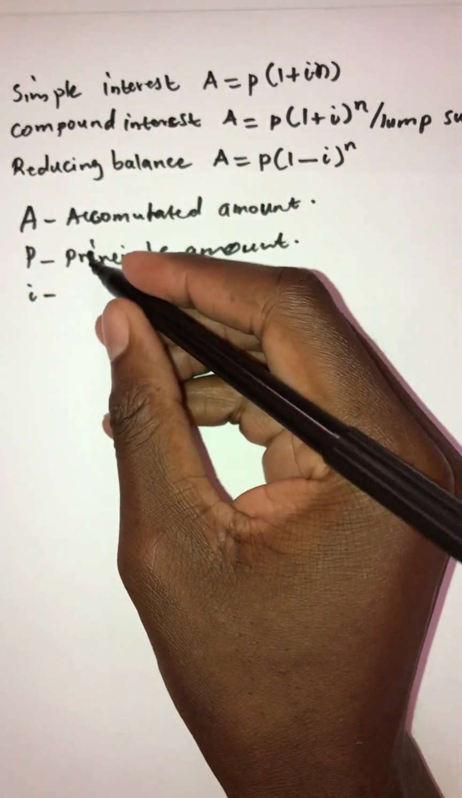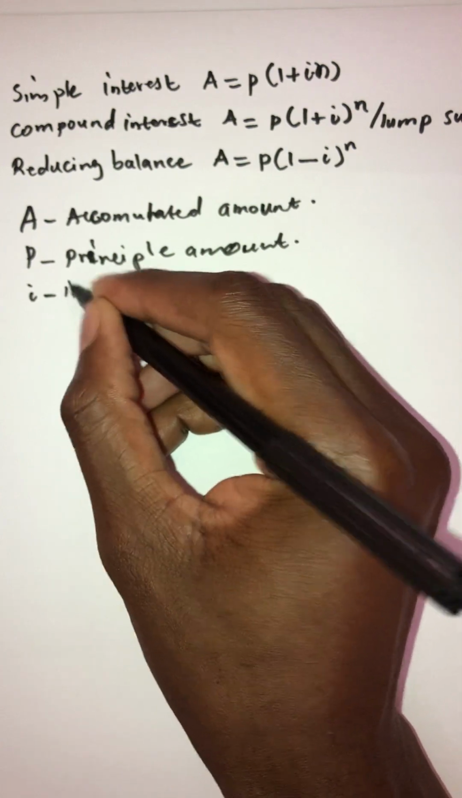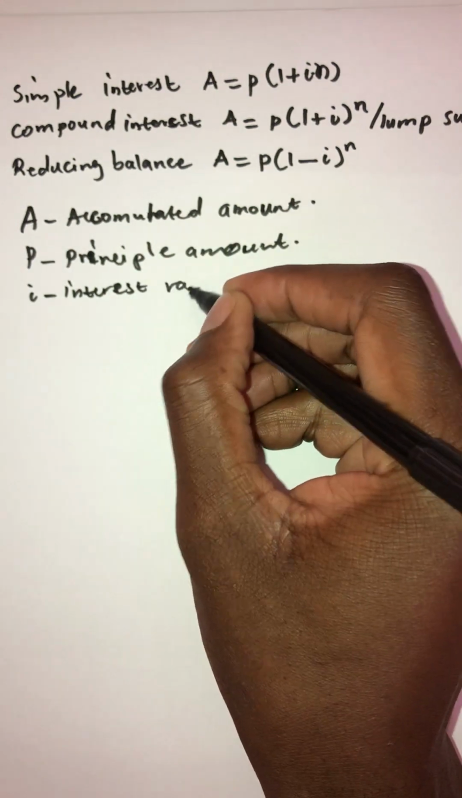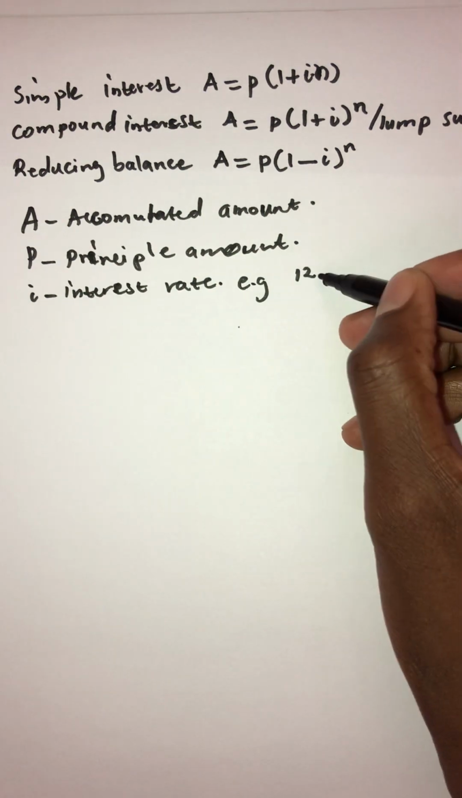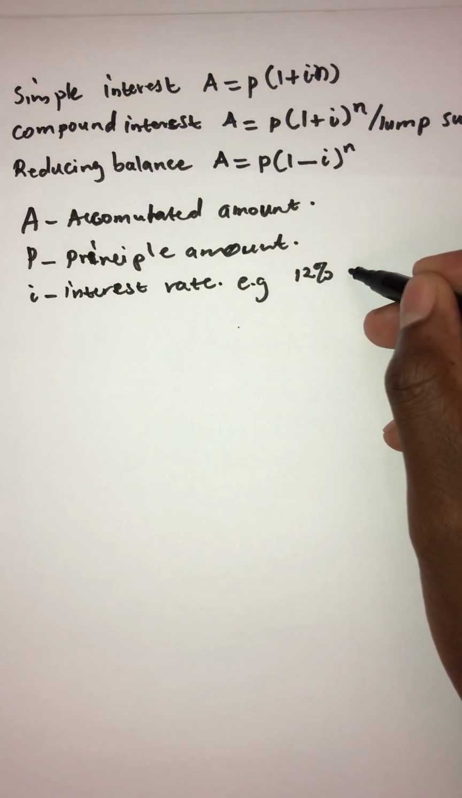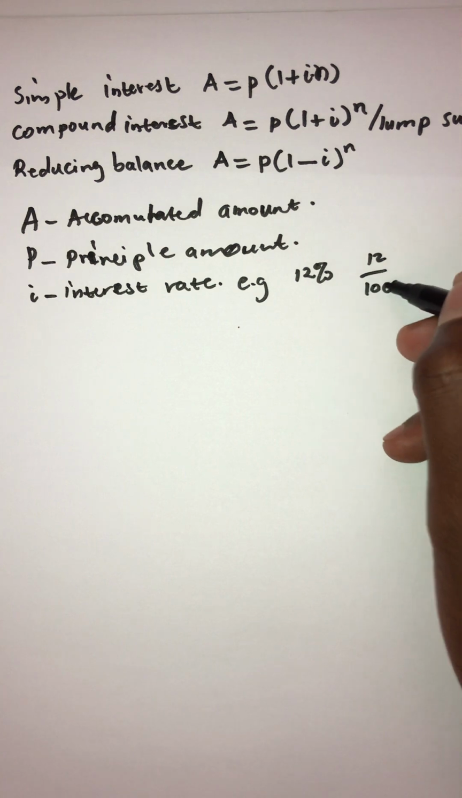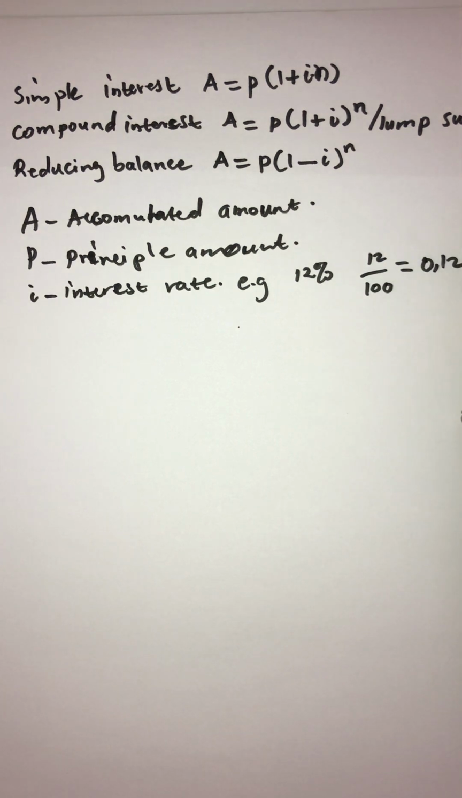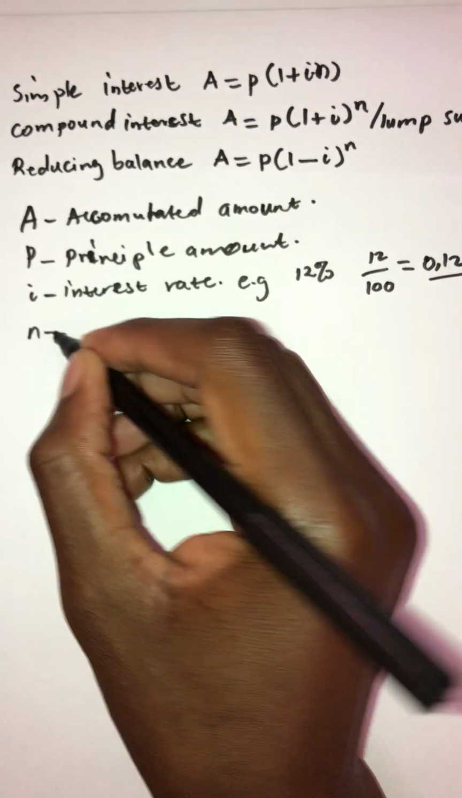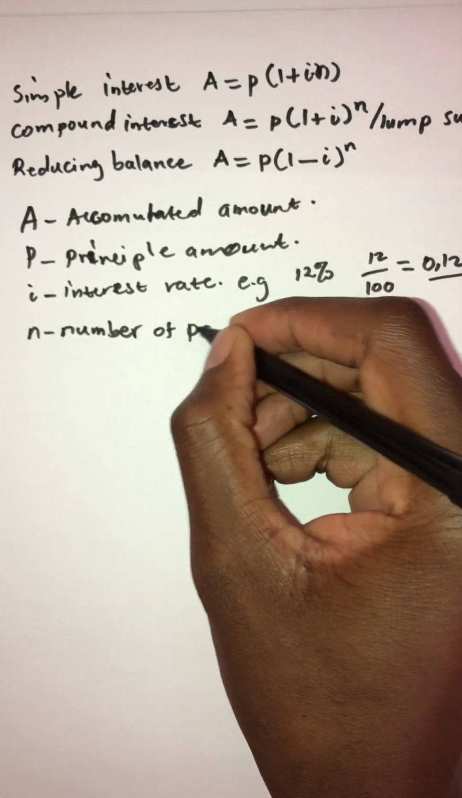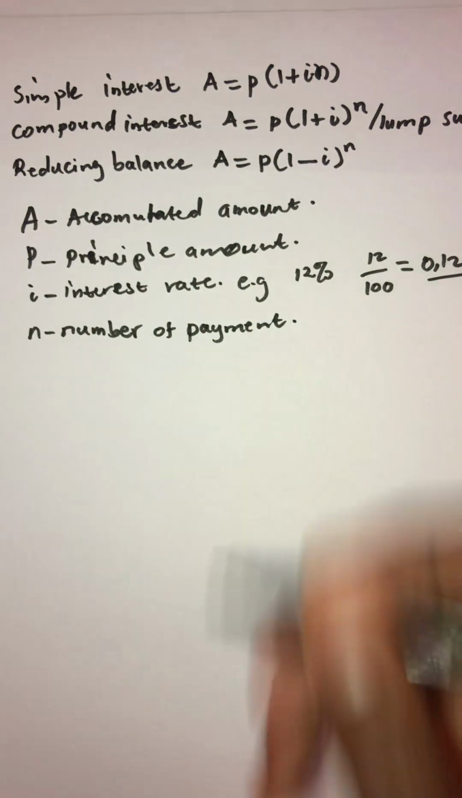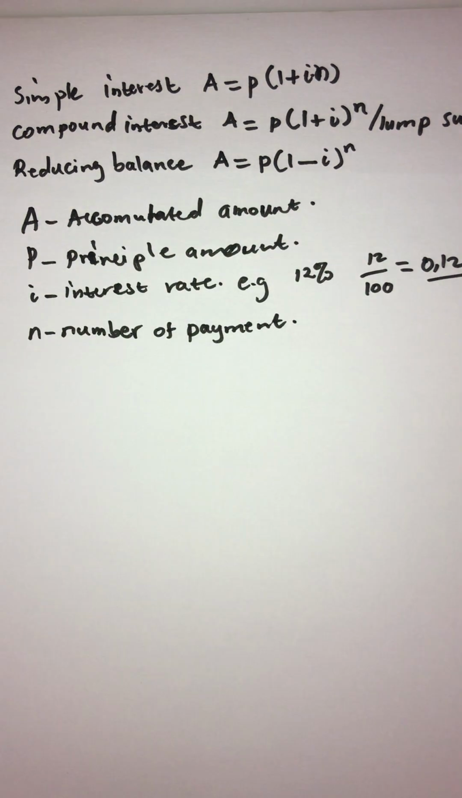So i is our interest rate. So if you are given, for example, 12% as an interest rate, it means that is 12%, you divide by 100, and then it's going to be 0.12. So this is how you deal with r. Always you divide it by 100, always. So what is n? n is the number of payments. Sometimes you can say it's the number of years, but let's call it the number of payments.